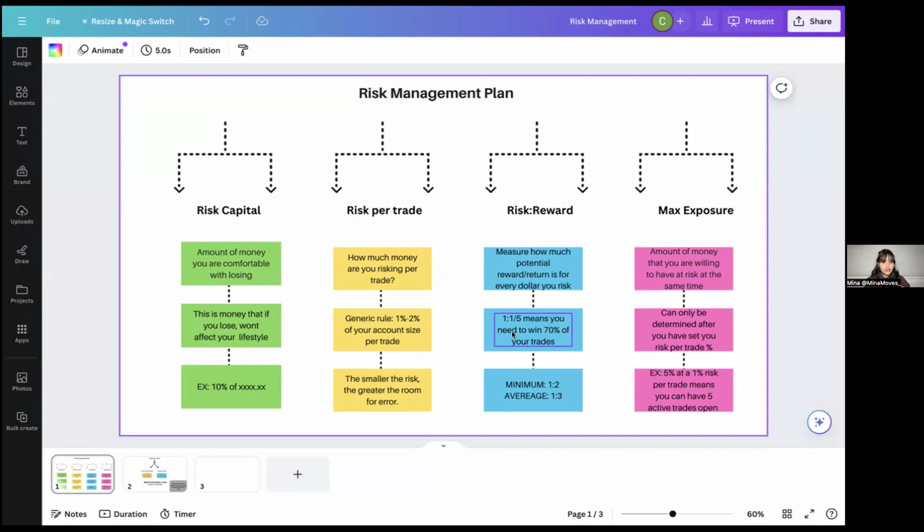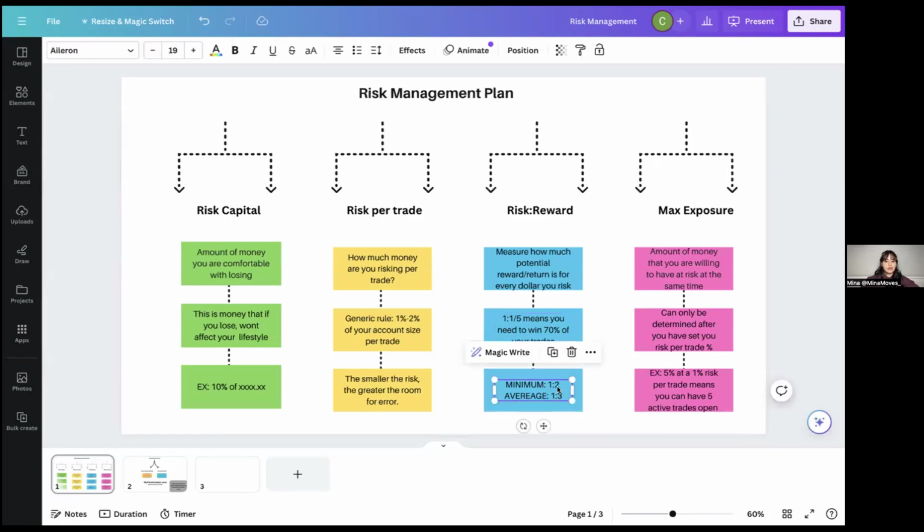Do we understand? Okay, so here is the rule of thumb, because I'm giving you the rule of thumb for each one of these. If a risk is not a minimum of 1 to 2, you do not take it. And the average that you want to look for is a minimum of 1 to 3. Like I said, if you're taking 1 to 3s, you're increasing your risk to reward, giving you more room for error as a beginner trader.